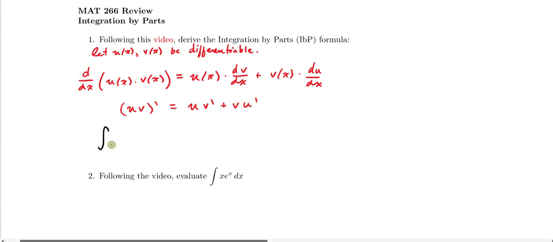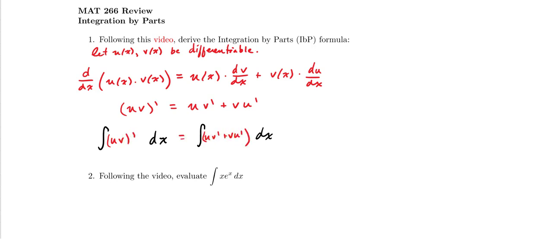And now I'm going to take the antiderivative of both sides with respect to x. Now that I've done that, I'm getting close to what I want. I need to make two observations. The first one is that here I am taking the antiderivative of the derivative of the product of these two functions. So by the fundamental theorem of calculus, we just end up with the product of those two functions. So on the left-hand side, I'm just going to end up with the product of u and v. And we're not going to worry about the arbitrary constant here.